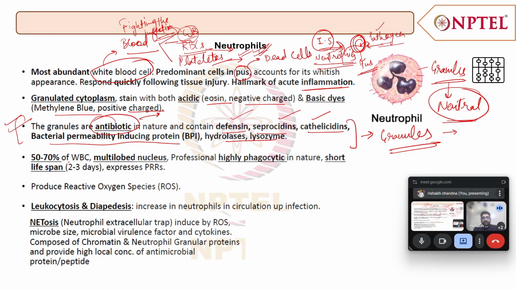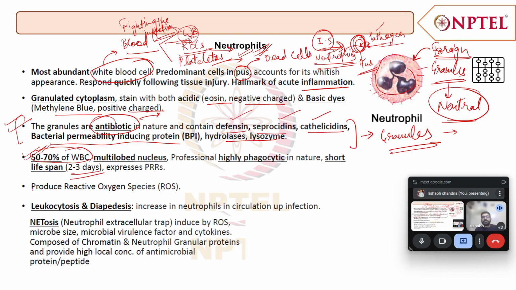These are the major WBCs that account for nearly 50 to 70% of the total WBC count. So these are the major cells that are present in the body. These have a multi-lobed nucleus, as you can see here, and these are highly phagocytic in nature. Phagocytosis means that it can engulf, or eat, any foreign particle, and it has a short lifespan of about 2 to 3 days.